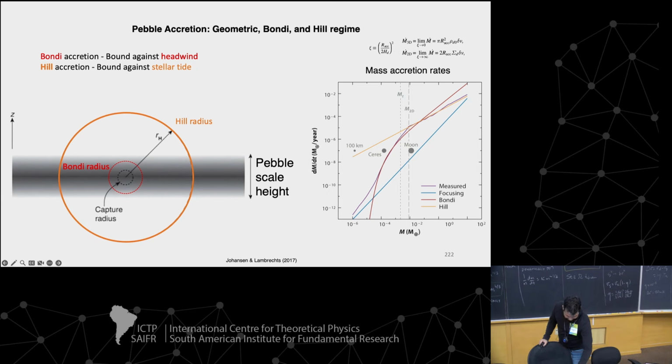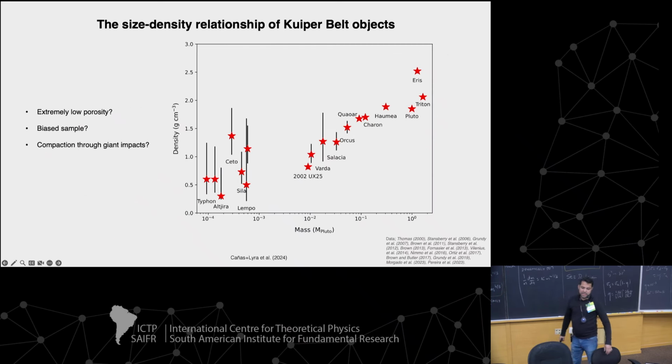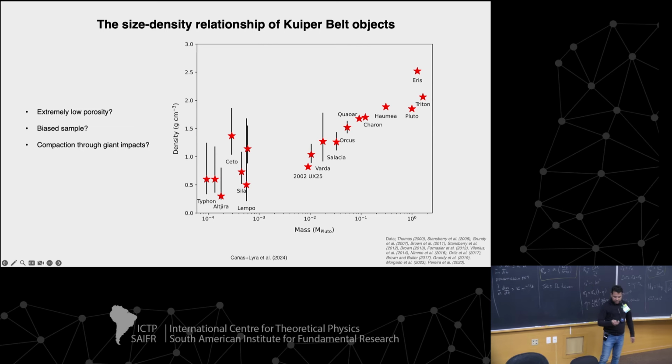Now let's apply this then to a problem. So in these next few minutes, to the end of the class, let me show you an application of pebble accretion to solve an outstanding problem. It should be this one, the size-density relationship of Kuiper belt objects.